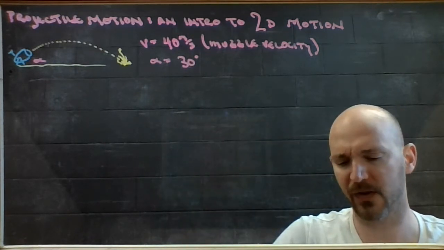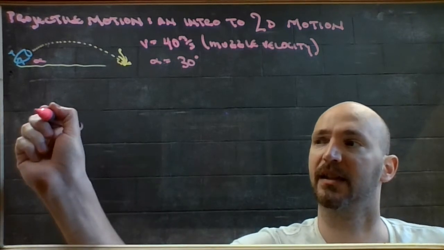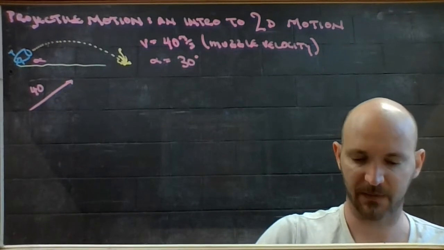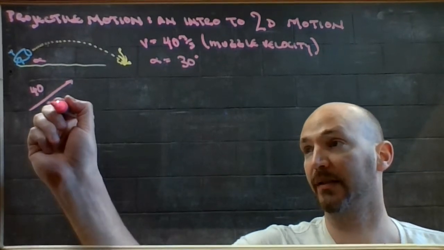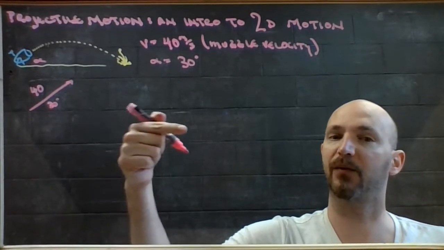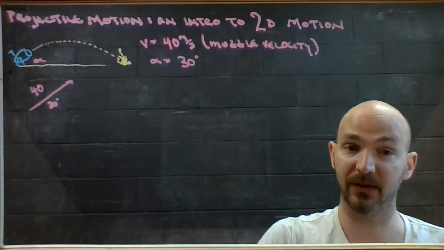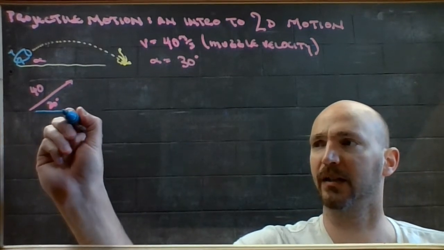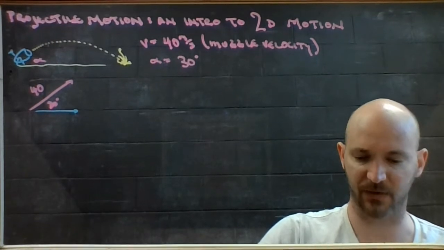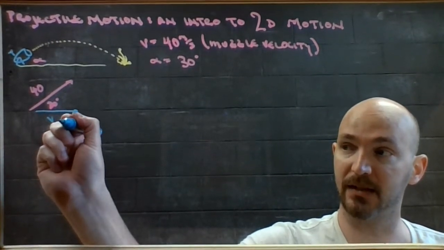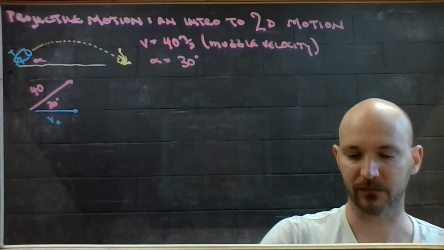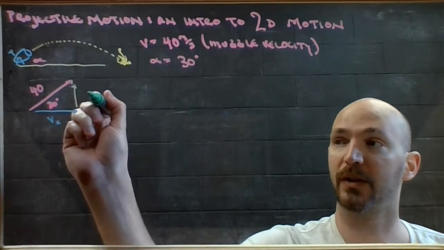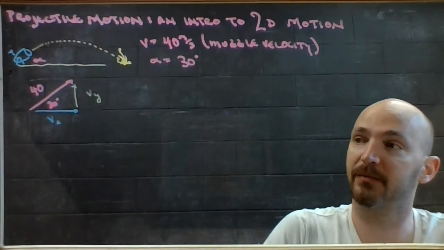So the first question we have to ask ourselves is that 40 meters per second tipped upwards at 30 degrees is a little bit forward and a little bit up. And we have to decide how much of each it is. So this thing here has a horizontal piece. We'll call that speed in the x direction. And it has a vertical piece. We'll call that speed in the y direction.